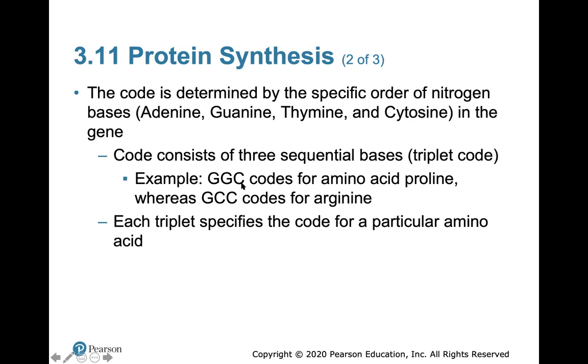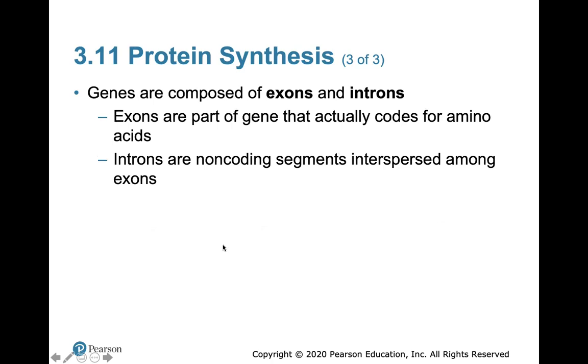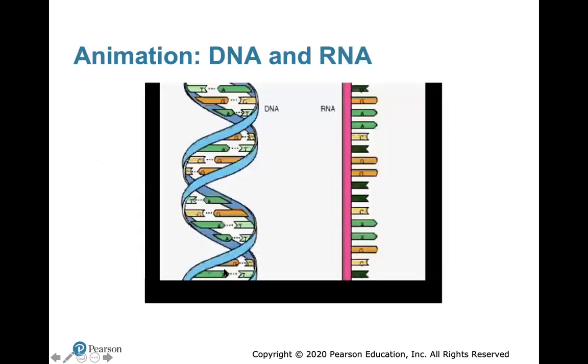So GGC is a guanine, guanine, cytosine triplet that codes for the amino acid proline, whereas GCC will code for arginine. Each triplet specifies the code for a particular amino acid. Genes are composed of exons and introns, where exons are the part of the gene that actually codes for the amino acids, and introns are non-coding segments interspersed among exons. So here's a good look at DNA and showing how RNA is a little bit different from that too.